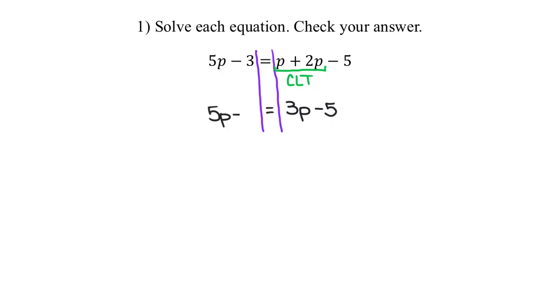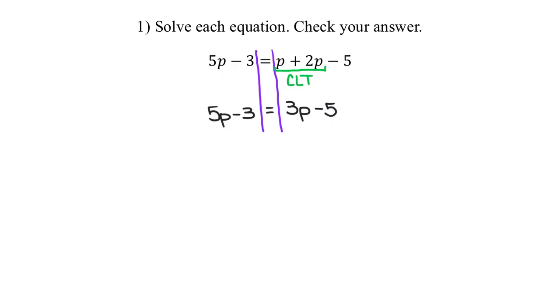Can the 5 and 3 be combined like terms? Unfortunately, they're on opposite sides of the equal sign. One's on the left and one's on the right, so they are not like terms. They're on opposite sides of the fence. Okay? So don't combine is the first thing we need to be paying attention to.